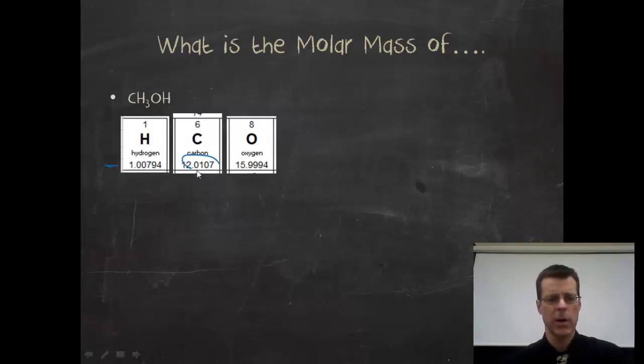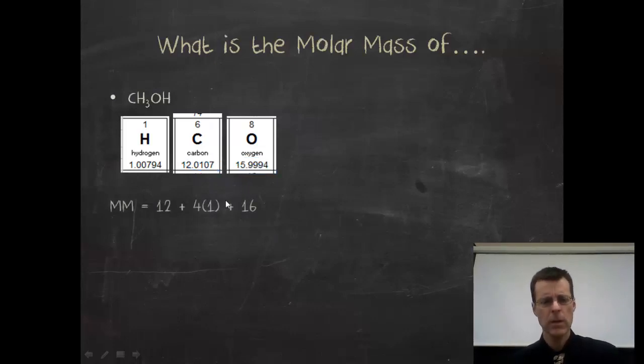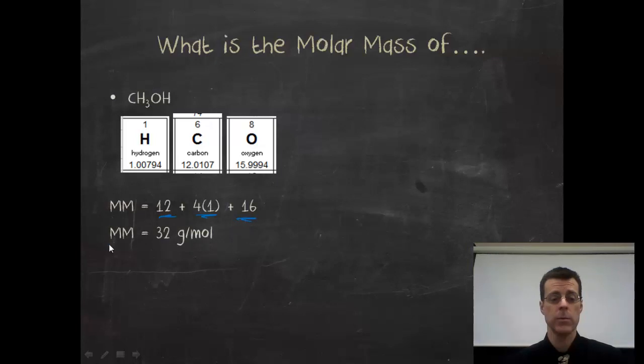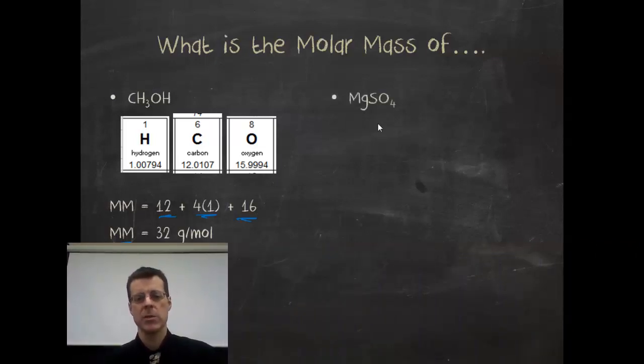Now I'm going to round these numbers off just to make the math look a little bit simpler. And we'll talk about rounding in class, what our limits for rounding are. But my carbon is about 12, my hydrogen is about 1 each, 4 of them, and 16 for oxygen. Add them all up, 32 grams per mole. That's the molar mass. Notice it's capital M, capital M. Little m's have already been claimed by millimeters, and we're not going to use those.